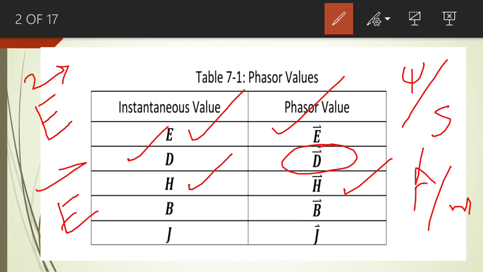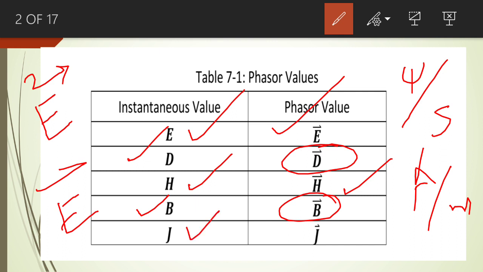Now, we define magnetic flux density. We know that the magnetic flux per unit area is known as magnetic flux density. The unit of the magnetic flux density is Weber per square meter or Tesla. And this is how we represent the phasor value of the magnetic flux density.